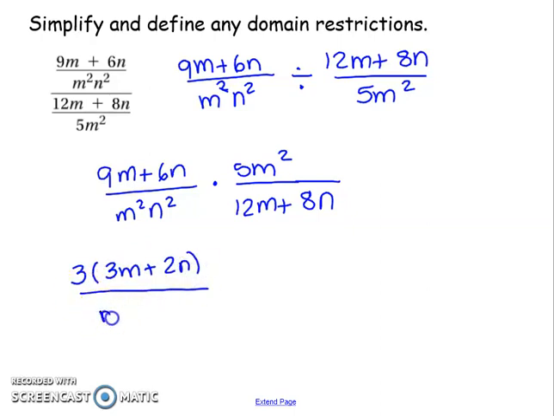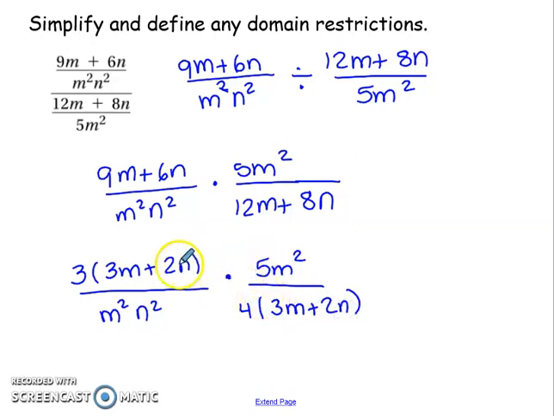The bottom can't be factored, so I'm going to leave it as m squared n squared, times the 5m squared we can't do anything with, so we'll leave that. And then the 12m plus 8n, take out a GCF, in this case it would be 4. So we have 3m plus 2n. So once we've factored everything completely, we're going to try to cross cancel or simplify. So 3m plus 2n is gone. When we look this way, the m squareds are going to be gone. And we can't do anything else. So we're going to multiply across. So on the top, we have 15. And on the bottom, we have 4n squared.